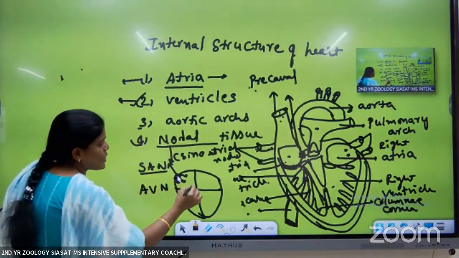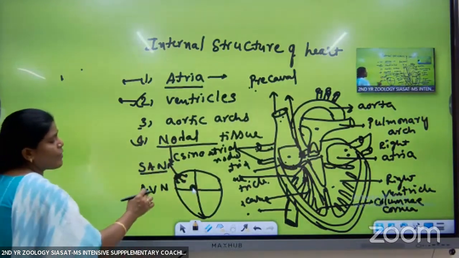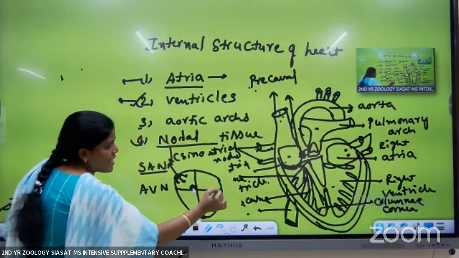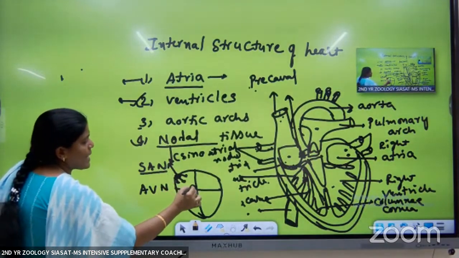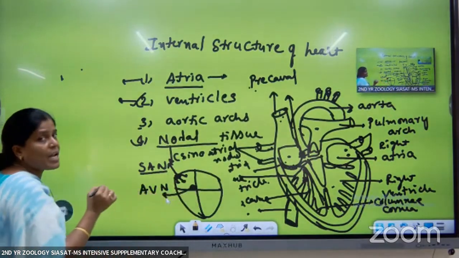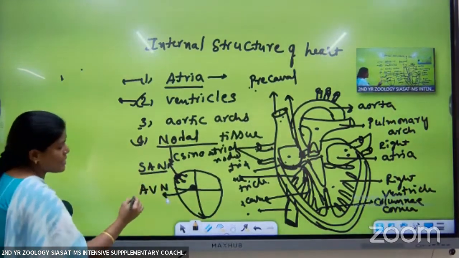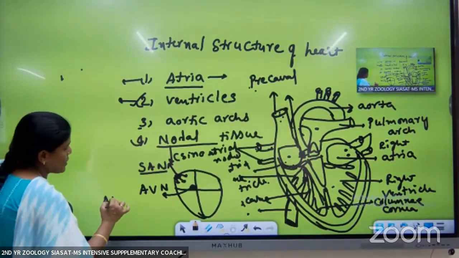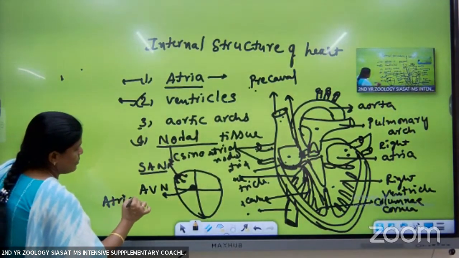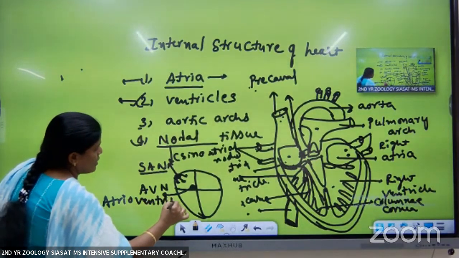One more nodal tissue is present. That is the AVN, present in the atrioventricular septum, in between the atria and ventricles. The septum is called the atrioventricular septum. In that place, one more node, a specialized muscle, is present, that we call the AVN, the atrioventricular node.